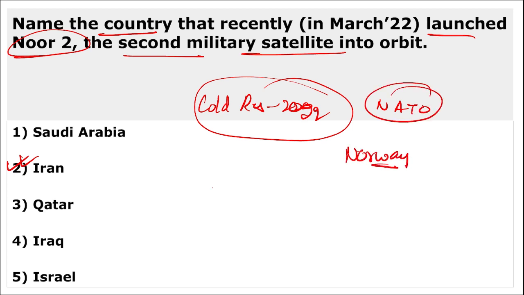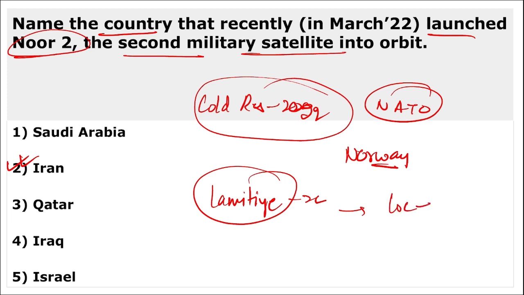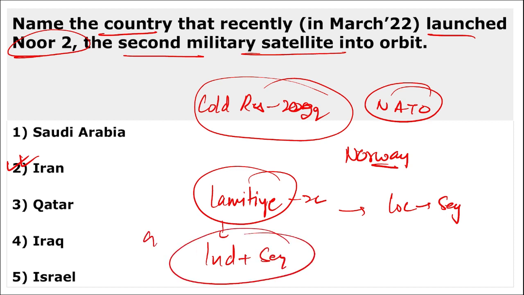Apart from this, if I ask you by the name exercise, that is Lamitiye. Lamitiye 2022, this was conducted where? This was conducted in Seychelles. And Lamitiye is an exercise that is conducted between India and Seychelles. And this is the 9th edition of this exercise that was conducted.